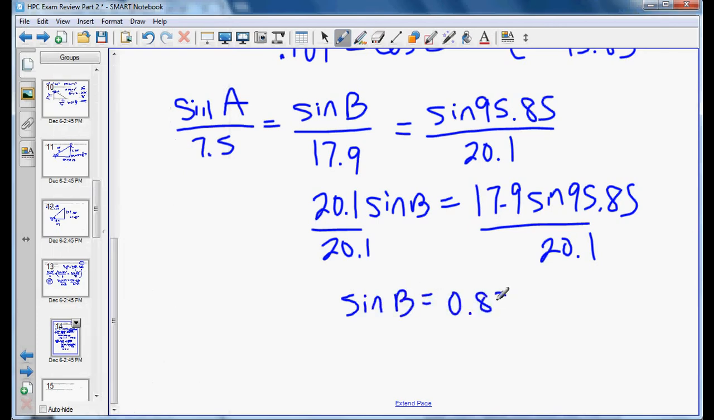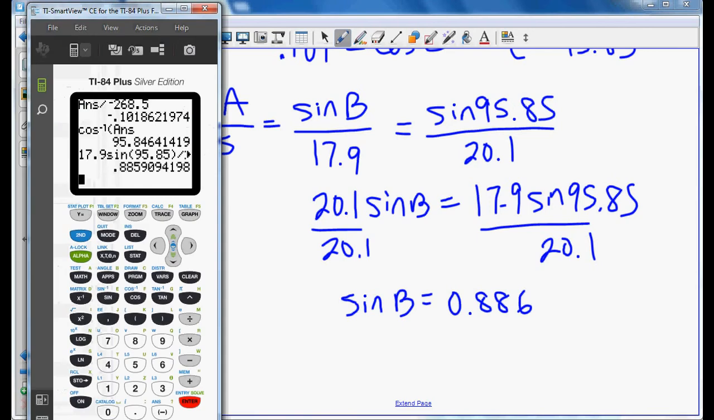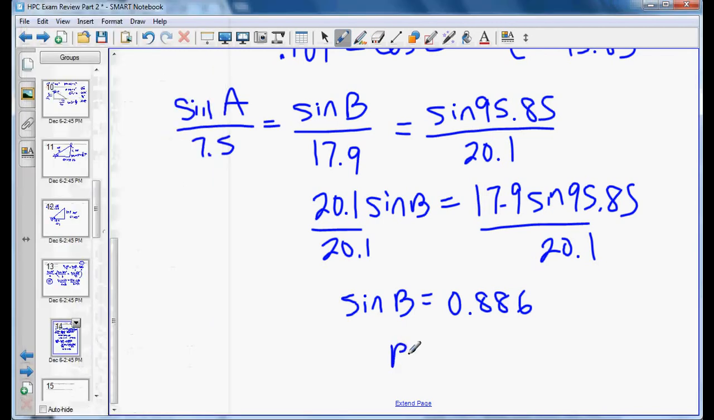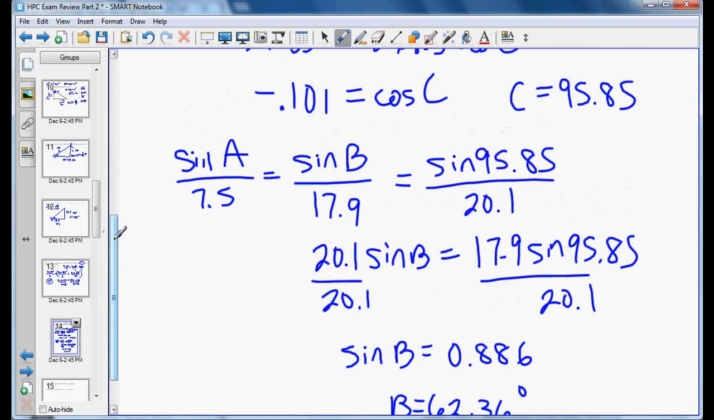So now we have two angles. We have B is 62.36. We have C is 95.85. So since we have two of the angles, the quickest way to solve for the last one is to subtract those two from 180. So if we do 180 minus those two numbers, we get that angle A is equal to 21.79 degrees. Whew, I know, those are long problems. Next ones are quicker.